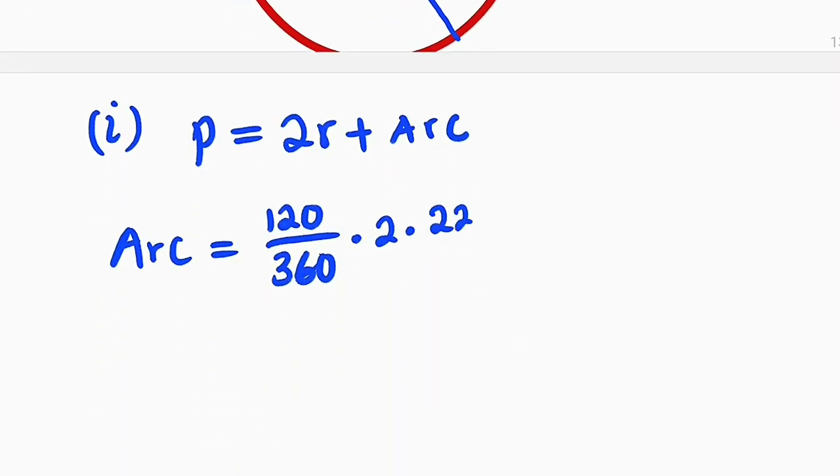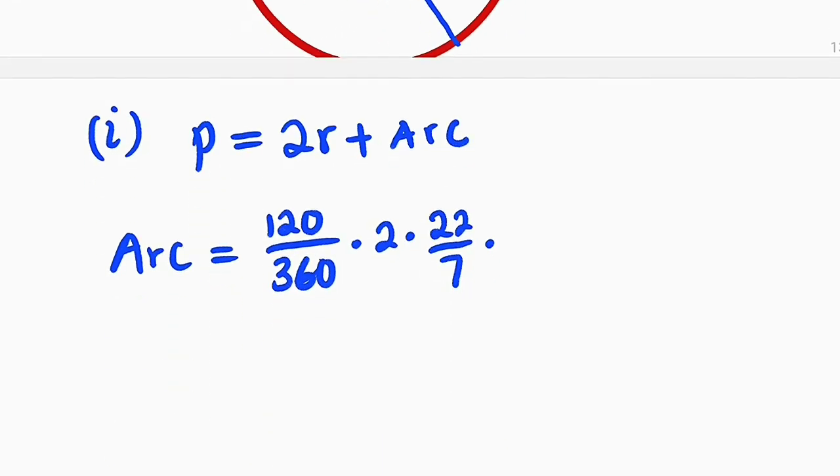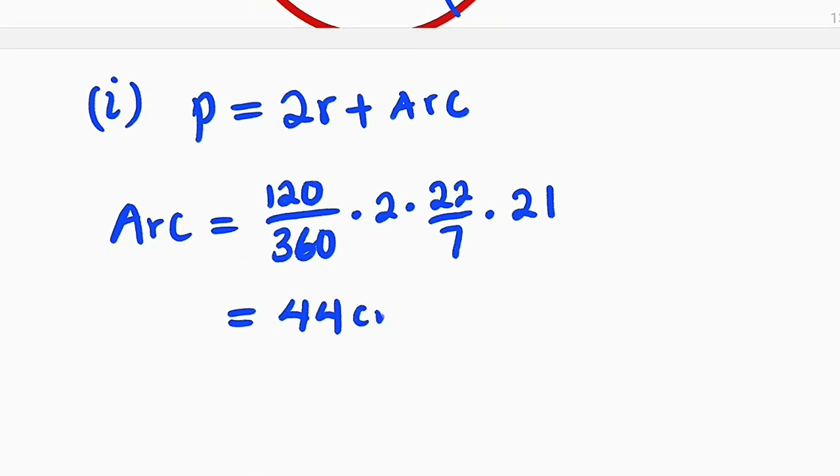22 divided by 7, then multiply by r, and r is 21. I will compute everything using my calculator. So we have 120 divided by 360, multiplied by 2, multiplied by 22 divided by 7, then multiply by 21. Altogether, I have 44 centimeters.